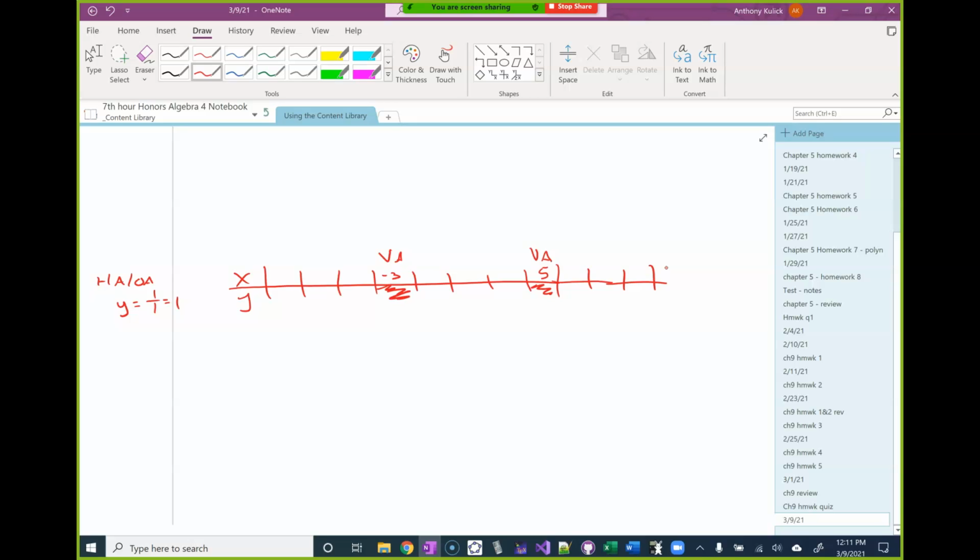Everybody's good so far? John, you're still all right? Yeah. Okay. So less than negative 3, I'm going to do -4, -5, and -6. Bigger than 5, I'm going to do 6, 7, and 8. And then between -3 and +5, I'm going to do +4. And then I'm going to pick something that's about halfway in between, which I think is 1.